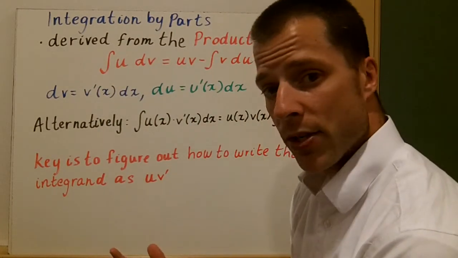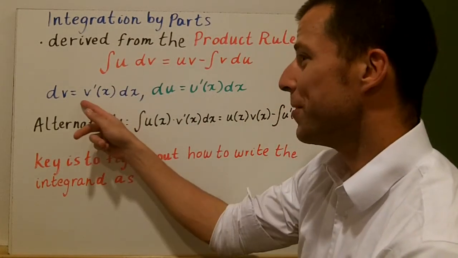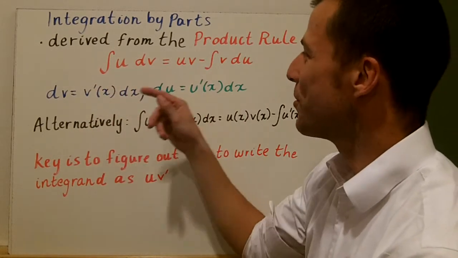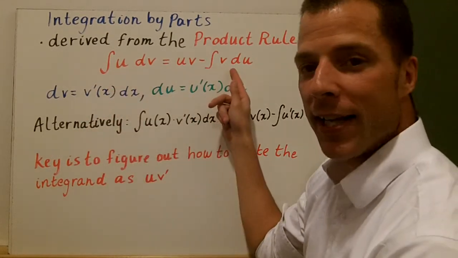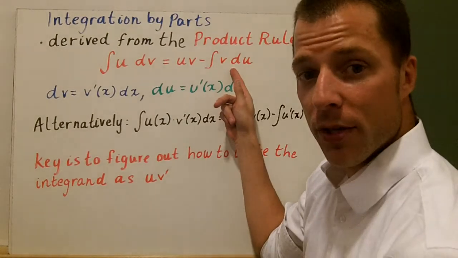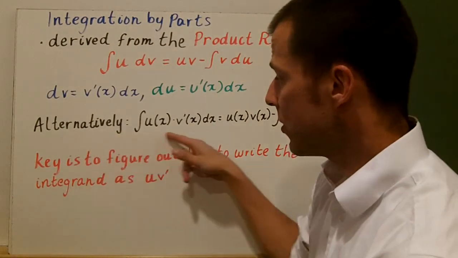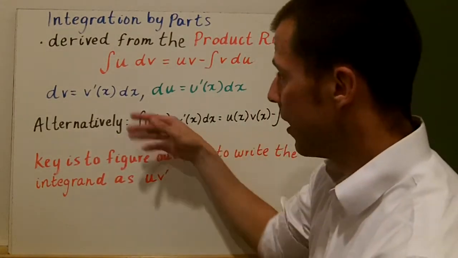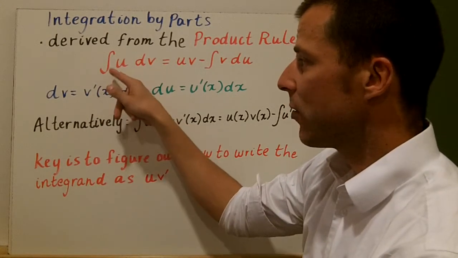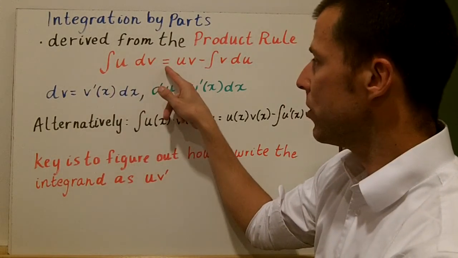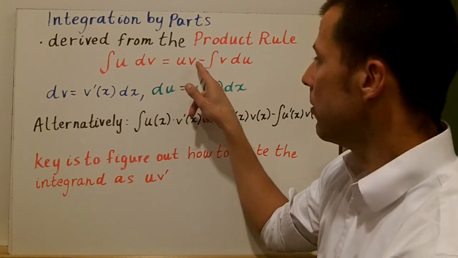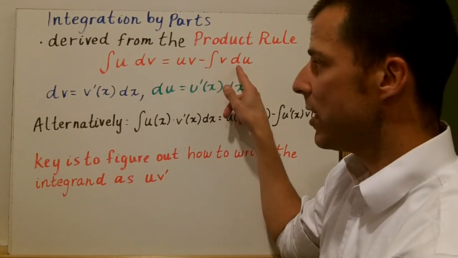Okay, and there's a couple of ways to write this. We have the differential rule here, and that's more common to use. I don't use that one. I think it's easier to use this method down here. We'll talk about that. But what we're saying is that the integral of u dv is equal to u times v minus the integral of v times du.